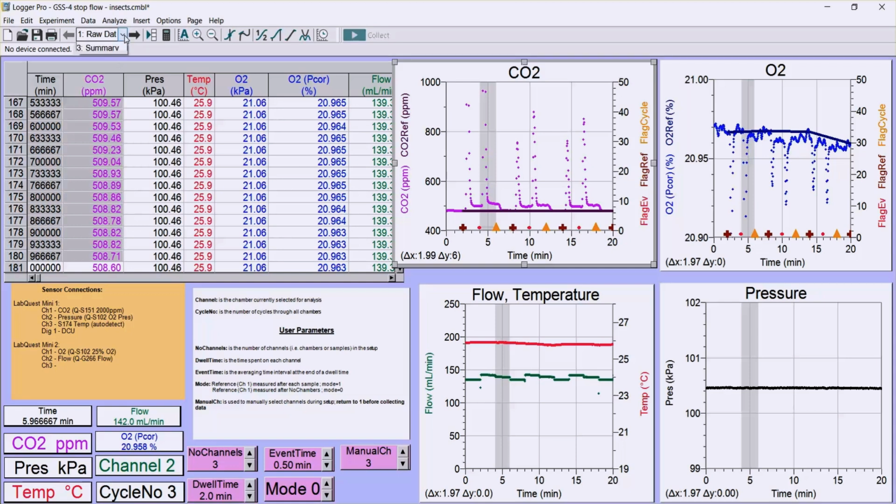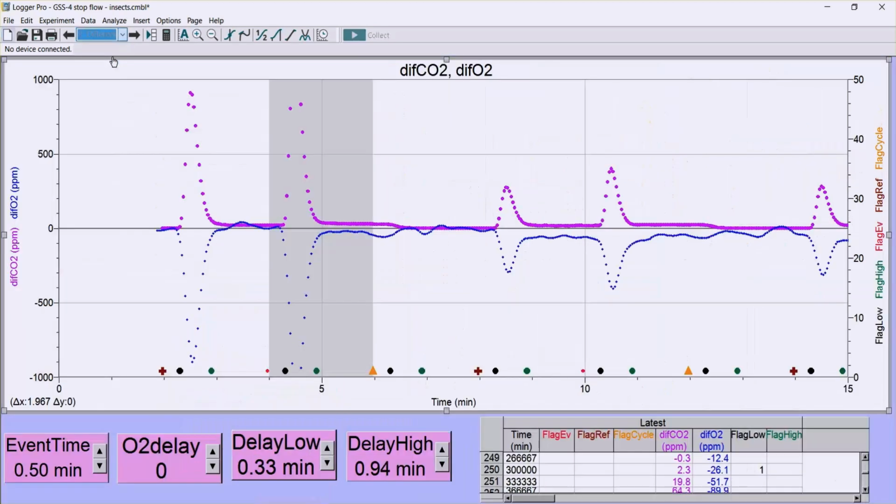If you go to the next page, called Differentials, this is where the software calculates the differences between the samples and the reference for CO2 and O2. So basically it brings the CO2 and O2 data to the baseline of 0. So the reference has been subtracted, and this is important because if you have any drift in your data, for example, oxygen may drift a little bit, by subtracting the reference, you're getting rid of that drift.